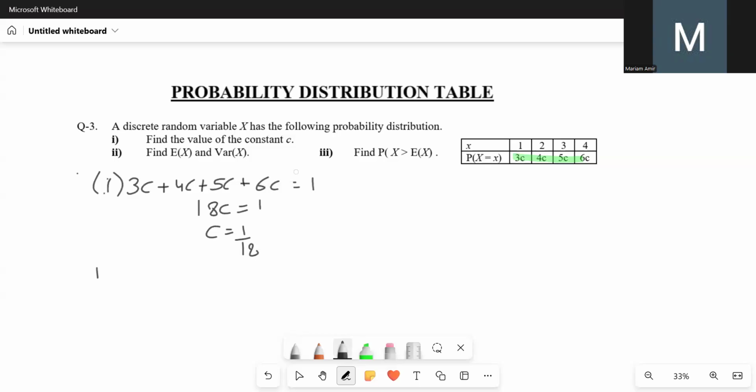Okay. So before I start part 2, I'm going to replace all these C's with 1 by 18. So 3 times 1 by 18 will be 1 by 6. 4 times 1 by 18 would be 2 by 9. Then 5 by 18. And then 6 by 18 will be 1 by 3. Okay.